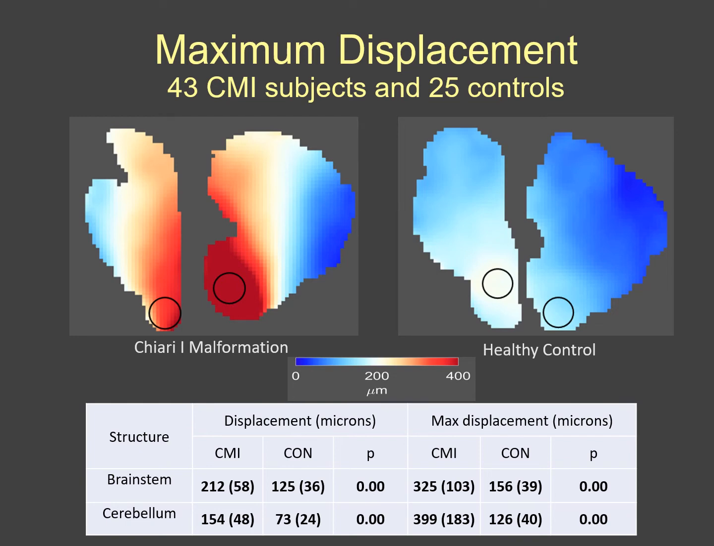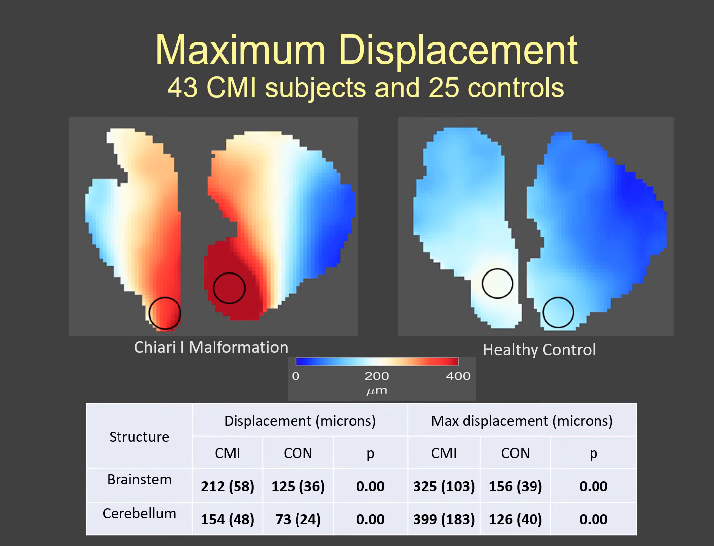And you can see the results for a number of patients that we examined. If you look at displacement for Chiari's versus controls, 212 versus 125 for the brainstem, 154 versus 73 for the cerebellum. So it's almost twice. If we put a little circle, that little black circle, so the first one was just an average measurement over the entire structure, but the max displacement is a black circle that we float around to the location with the highest magnitude of motion. So it's sort of like a maximum displacement on that surface.